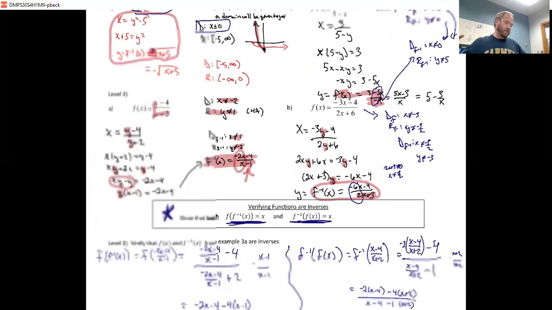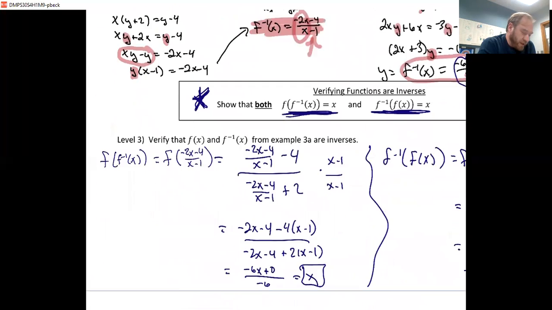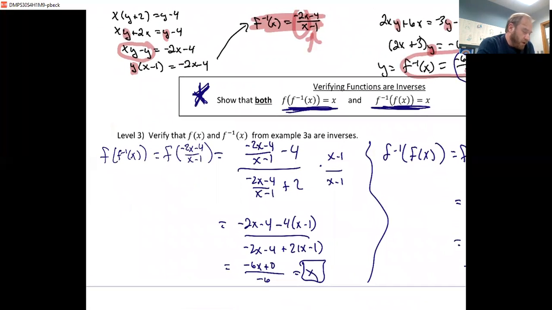Last but not least, to verify functions are inverses. If they are inverses, the two functions undo each other. So if I plug in 5, I do the function on it, and then I do the inverse function, I should end up with that same 5. Now, I am requiring you to do this algebraically. To do this algebraically, your goal is to plug in f of f inverse, and in the end, your expression should simplify just down to x.